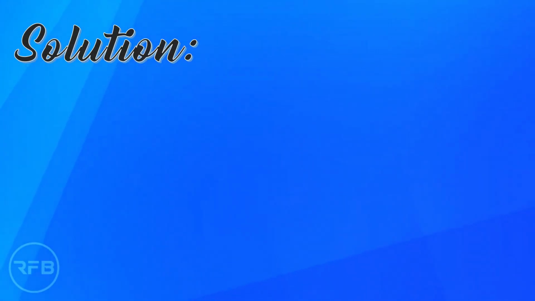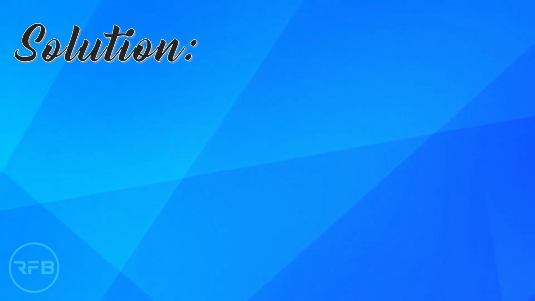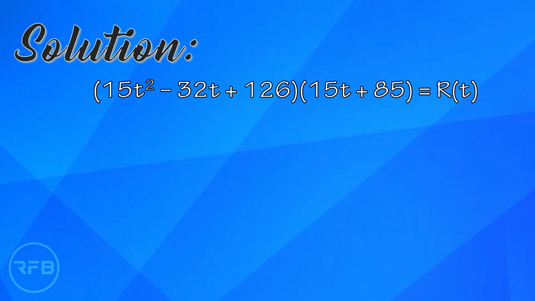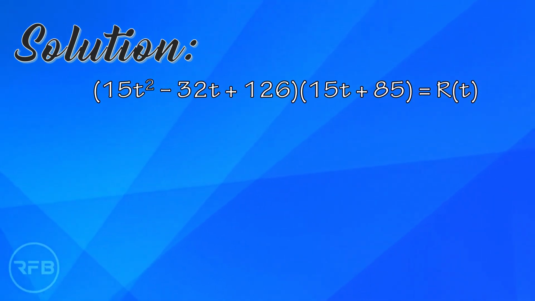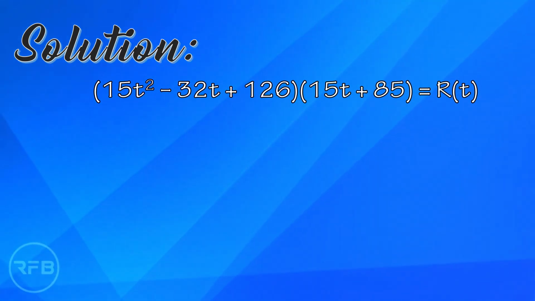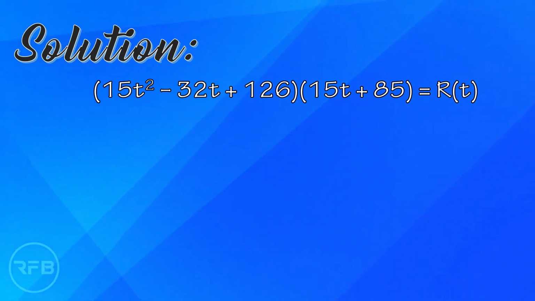To solve this problem, what do we need to do with the number of printers sold and the price of the printer? Well done! We need to multiply the number of printers sold and the price per printer. The function will be 15t squared minus 32t plus 126 times the quantity 15t plus 85 is equal to r of t.